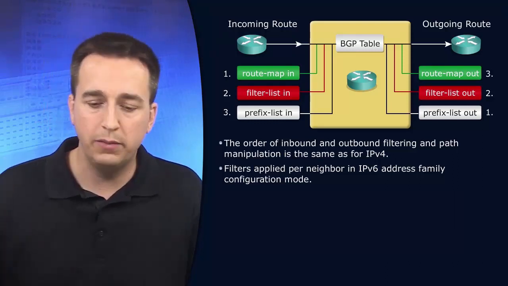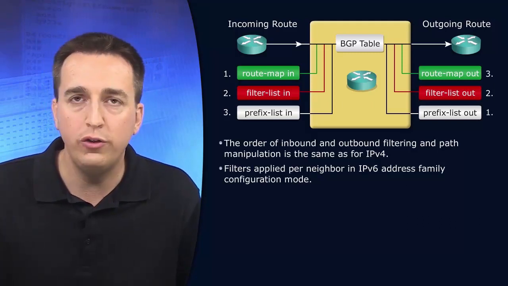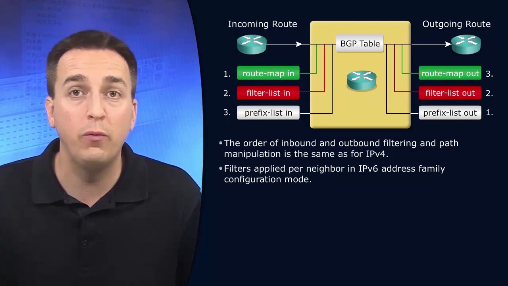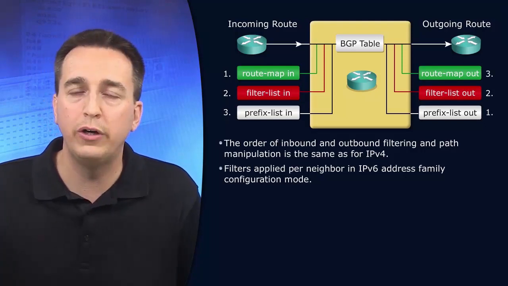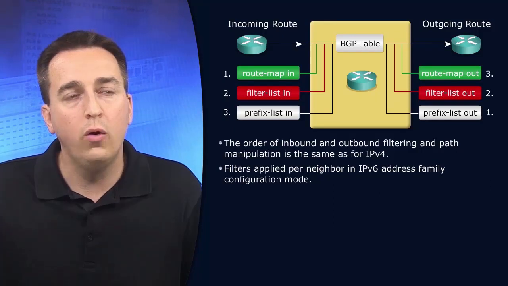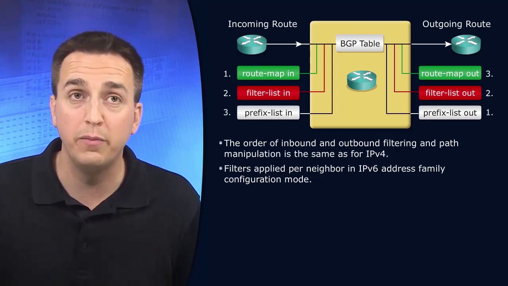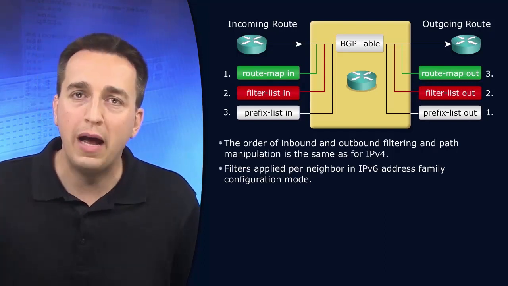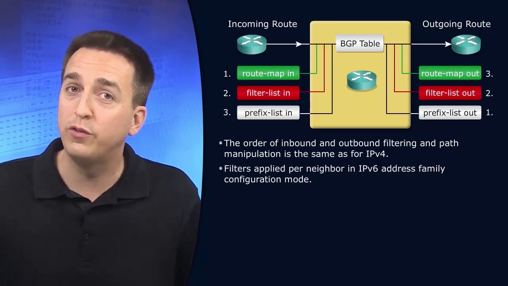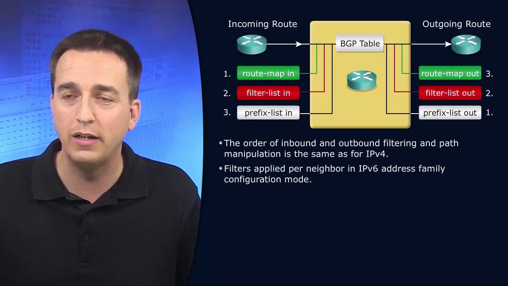matters because the BGP table is going to contain all the routes that we learn or the routes that we advertise to the neighboring devices. The order that the route maps, filter lists, and the prefix lists are applied is very important. As you can see, if we have an incoming route, the route map is processed first. After that, filter lists are processed, and then after that, prefix lists are processed.